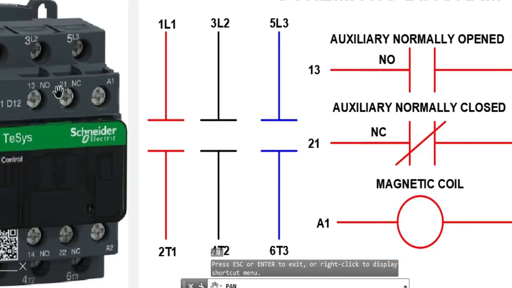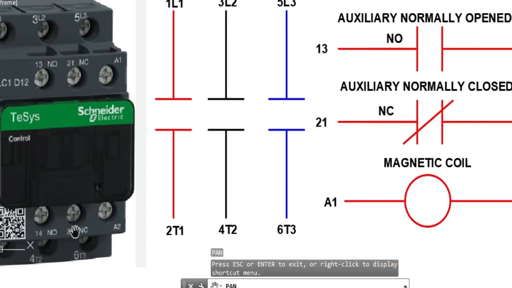Another terminal pair is 21 and 22, normally closed. This is also an auxiliary contact, normally closed. This is the schematic diagram of the auxiliary normally closed, and the terminal labels are 21 and 22. The last one here, A1 and A2, is the magnetic coil.